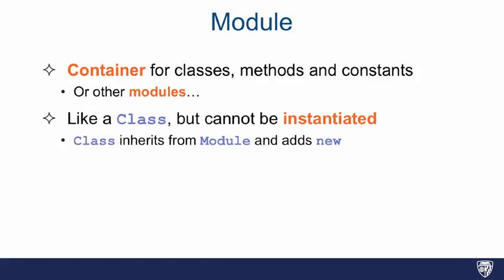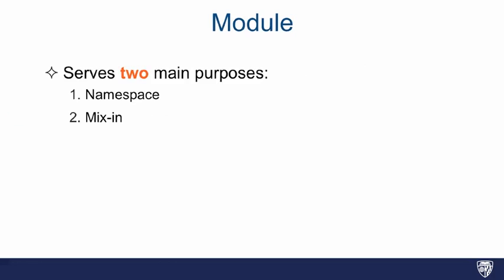So on the basic level, a module really is just a container. It's a container for classes, methods, or even other modules. It's like a class, but it cannot be instantiated. So you cannot have an object of a specific module like you could have an object, obviously, of a class. And modules are really used for two main purposes. One, they're used as a namespace, or they're used as a mixin.